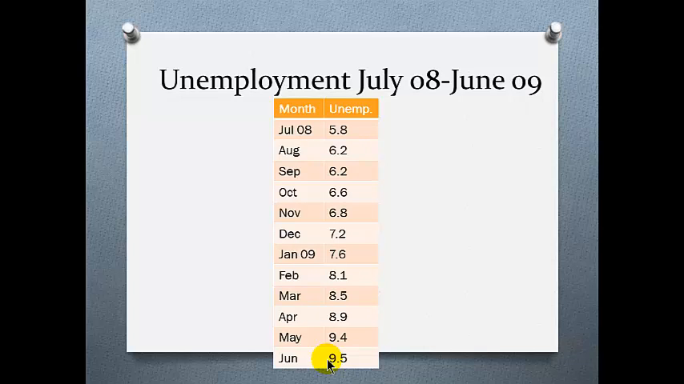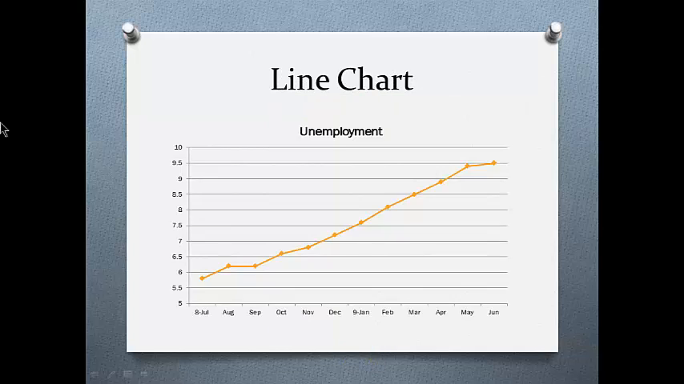A common line chart you might see is unemployment. Looking at unemployment from July 2008 through June 2009, that's a 12-month period. Over that year, unemployment went from 5.8% to 9.5%. So let's make this chart. What we'll do is the time is going to go across the horizontal axis. Unemployment values are going to go across the vertical axis. And we can end up with this line chart.